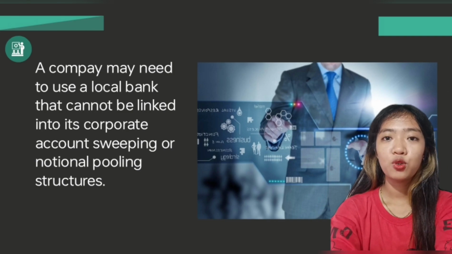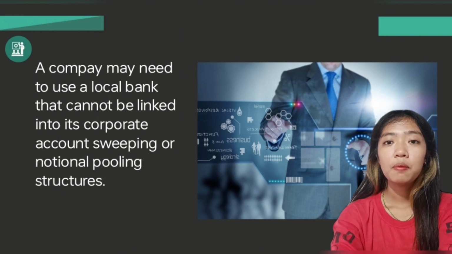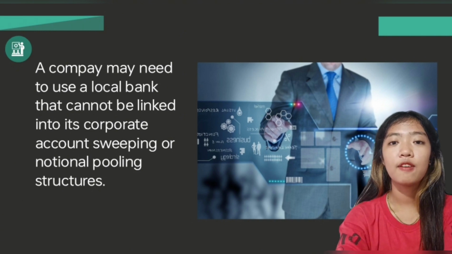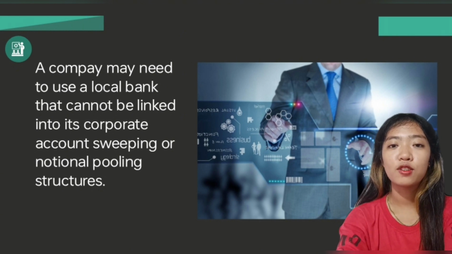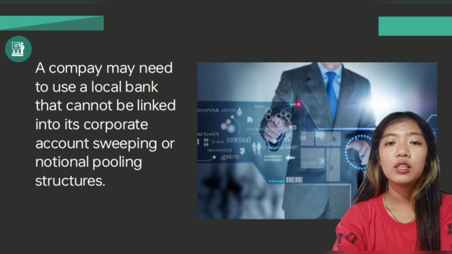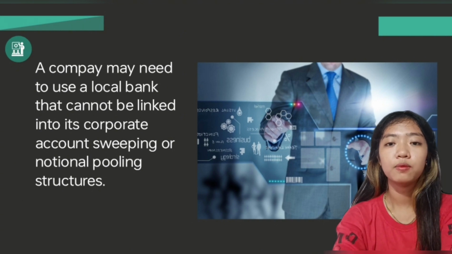A company may need to use a local bank that cannot be linked into its corporate account sweeping or notional pooling structures. Ang mga balanse ng account ng isang company ay dapat mano-mano ang pamamahala, and ang first priority ng account na to or ng non-pooling ay para maiwasan yung mga overdraft, dahil madalas sa isang company mas malaki ang gastos kaysa sa kita ng interest na kikitain sa parehong account. For this, mas effective siya sa mga excess balance sa mga account kaysa magkaroon ng mga bayad sa overdraft.